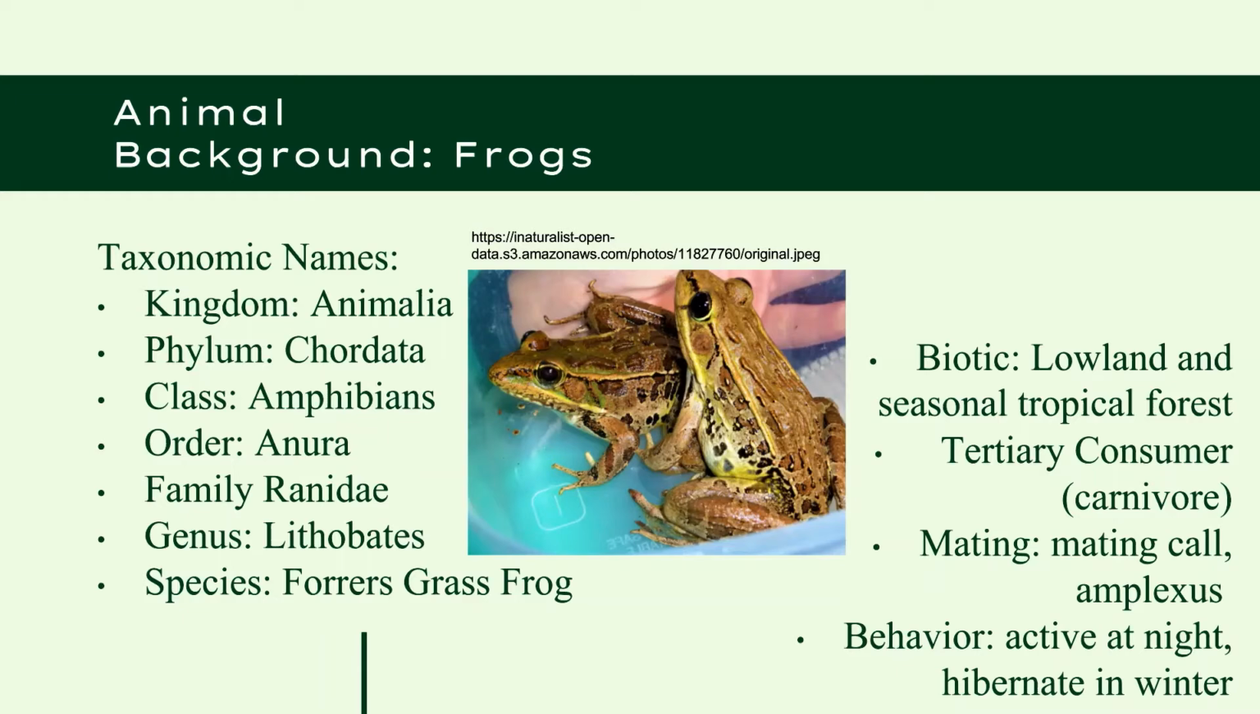These frogs are considered tertiary consumers. In terms of mating, they have mating calls, which are low, soft growling, and reproduction requires permanent pools or lagoons. With mating, they use amplexus, where both sexes release huge numbers of gametes together in the water, and these gametes come out through the cloacal aperture. These frogs tend to be active at night and hibernate in the winter.